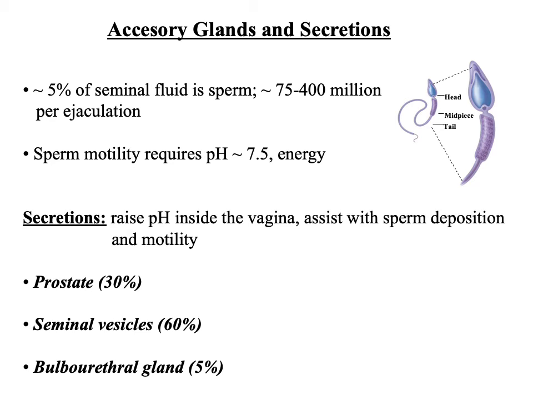Now, these secretions are coming from essentially 3 different glands. One is the prostate gland, the second are the seminal vesicles, and the third is the bulbourethral gland, and you can see the relative contributions from each one. We have 30% from the prostate, 60% from the seminal vesicles, 5% from the bulbourethral gland, and that's 95%. To complete the picture, the other 5% is the sperm cells themselves. So there's the 100.